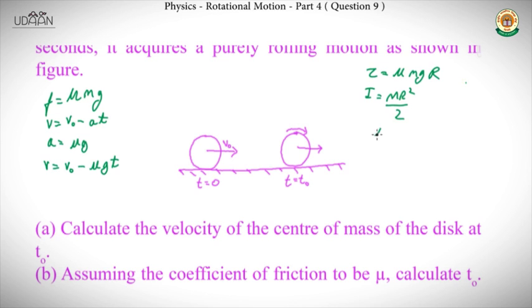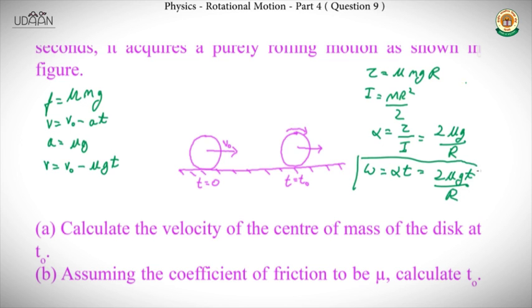Easy to calculate the alpha, which is the angular acceleration. Alpha will be torque divided by the moment of inertia. This will come out to be 2 mu g by r. We just input the two variable values and we find out the alpha to be 2 mu g by r. From alpha we can easily calculate the omega at time t, which will be equal to alpha into t, which will be equal to 2 mu g t by r.